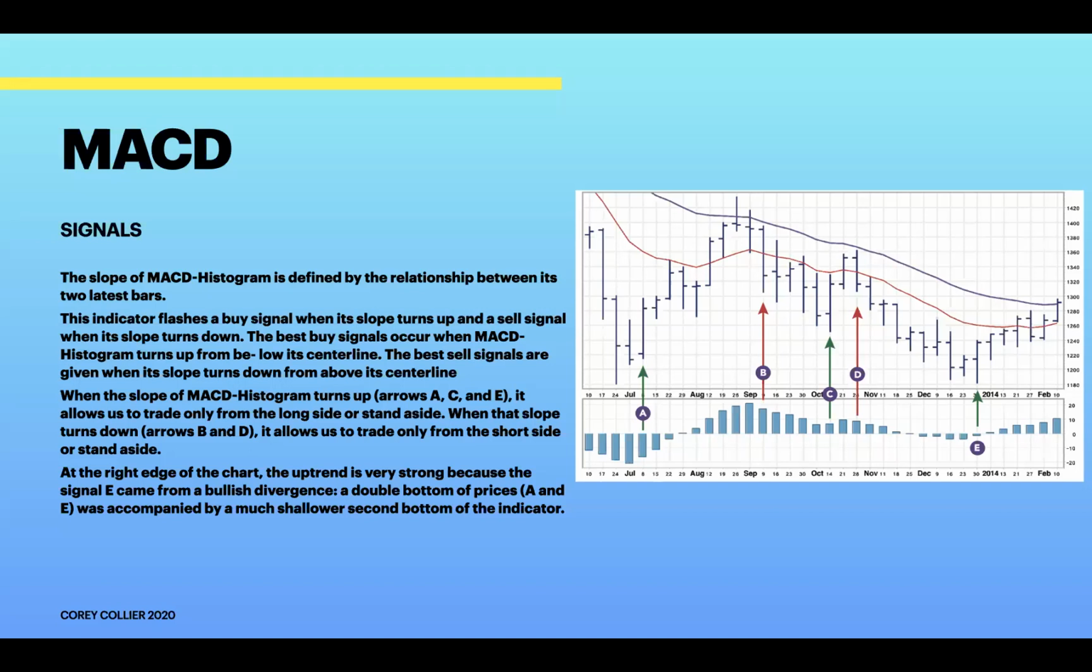So if you're looking at this picture to the far right, the last two bars on the MACD are in relation to the last two candle bars on the actual price chart. This indicator flashes a buy signal when its slope turns up and a sell signal when its slope turns down. The best buy signals occur when the MACD histogram turns up from below its center line.